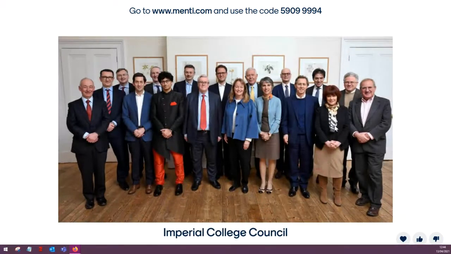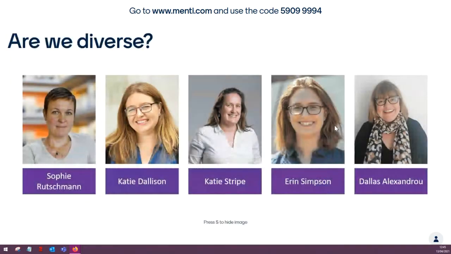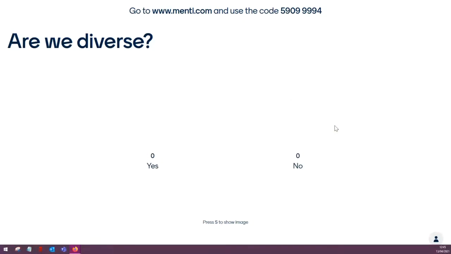Bit more context. This is Imperial College London's council. These are the people that make decisions for Imperial College. These are the people that make decisions for the Faculty of Medicine. A little bit more diverse, perhaps, but. And this, so for those of you who are following on Mentimeter, there is a question here. Are we diverse? Yes or no? Tell me what you think.